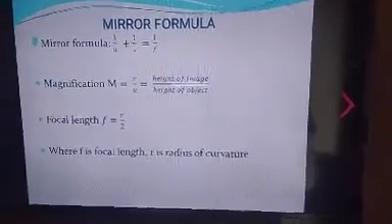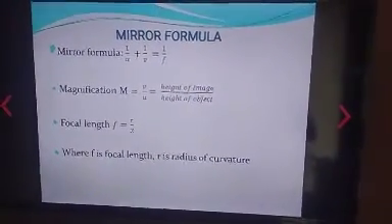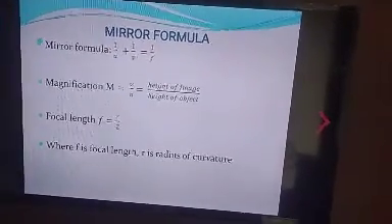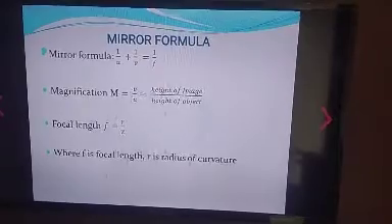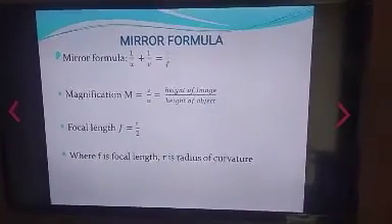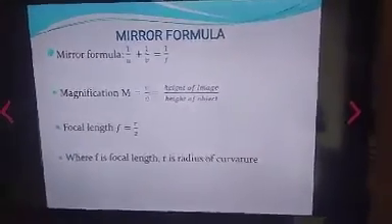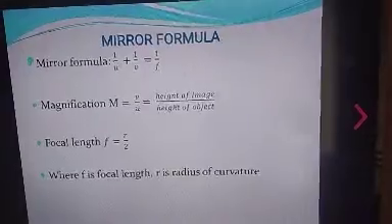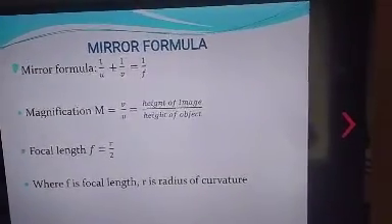From what we're having on our screen, the mirror formula is 1/u + 1/v = 1/f. u here stands for the object distance, v is the image distance, while f represents the principal focal length. Now, magnification is derived by the height of the image over the height of the object.